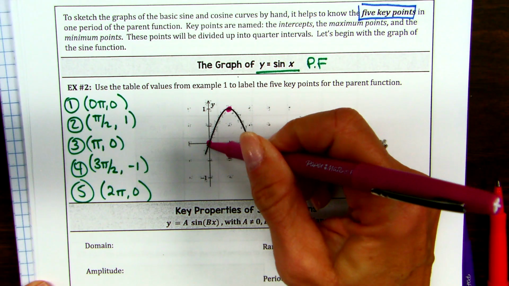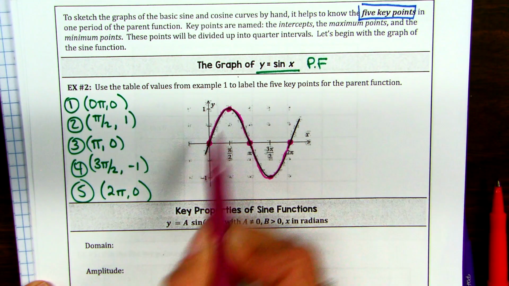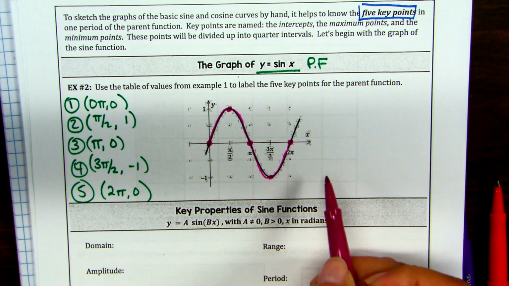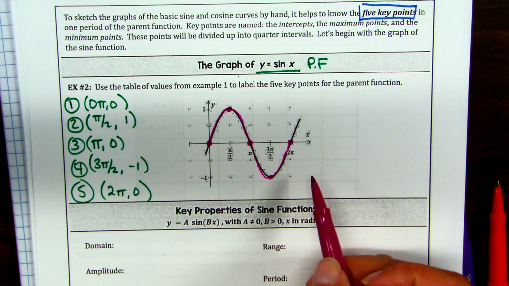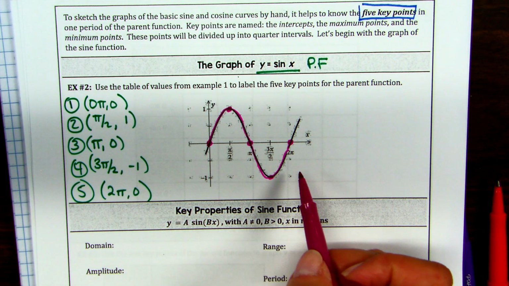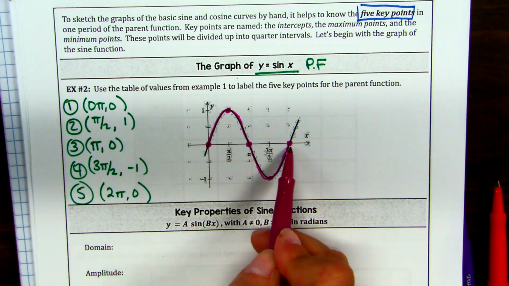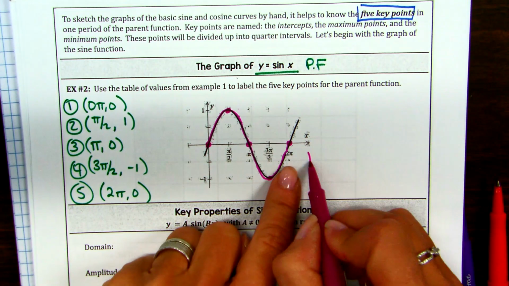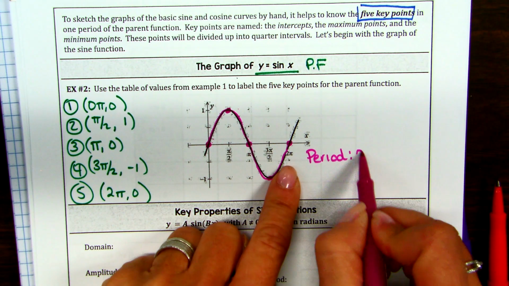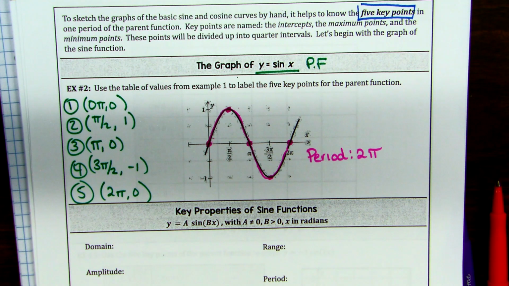So from here, 1, 2, 3, 4, 5. From 0 to 2 pi is one period of the sine function. Remember, the word period means what chunk of the x-axis do we use to make one cycle? And now let's make it easier. How much of the x-axis do we use to make 5 points? 1, 2, 3, 4, 5, from 0 to 2 pi, that would be a period of 2 pi. Okay? So our parent function is always 2 pi.